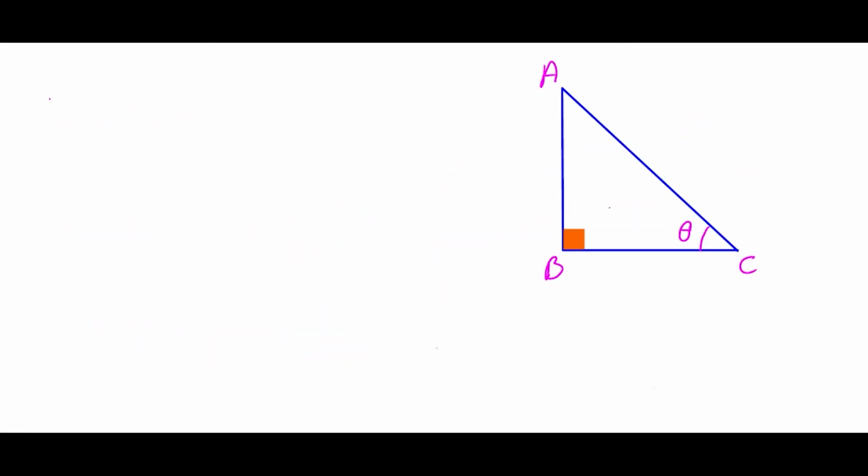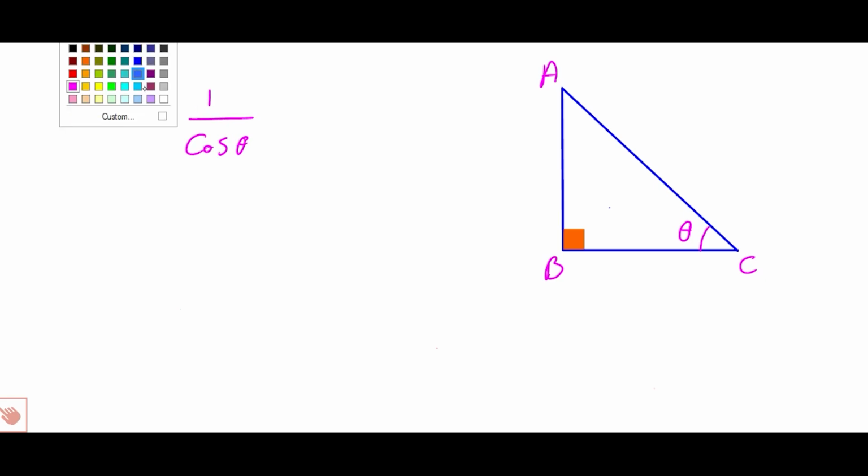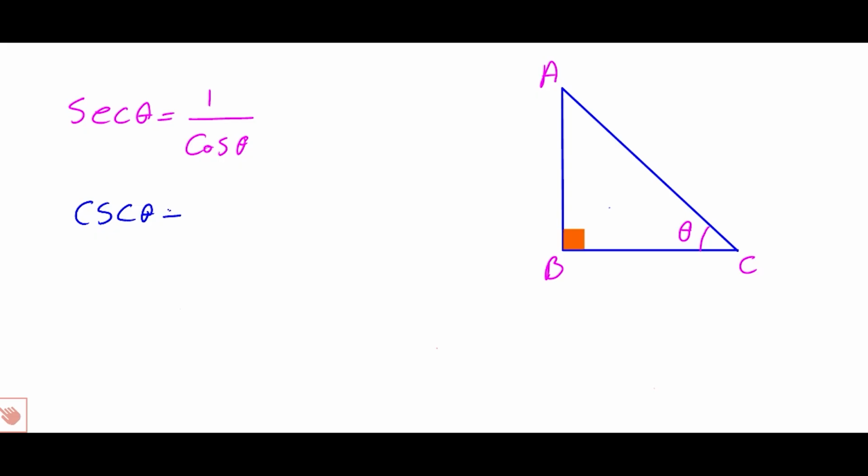Now we are going to look at two other trigonometric functions, secant and cosecant. Secant is the reciprocal of cosine. It means secant theta is equal to 1 divided by cosine theta. And cosecant is the reciprocal of sine. It means cosecant theta is equal to 1 divided by sine theta. Super easy to remember once you see the pattern.